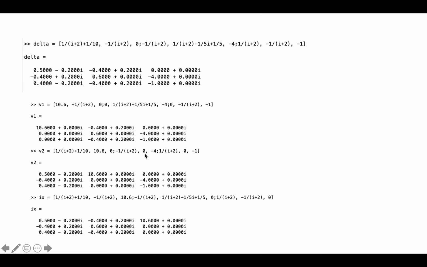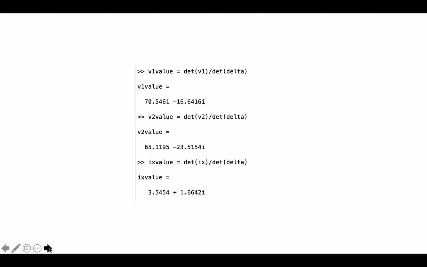V2, same thing, except the substitution goes in the second column. So here's my 10.6, my 0, and my 0. And Ix, the same thing. So I had it feed me back those matrices so I could be sure there was nothing weird or strange. And then in order to solve, I defined something called V1 value. I took the determinant of the V1 matrix divided by the determinant of the coefficient matrix called delta, and I got outputs in complex number form for V1, V2, and Ix.